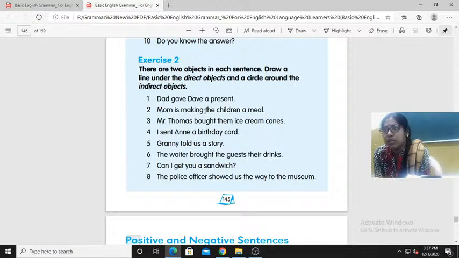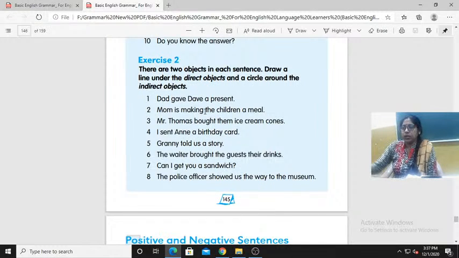Can I get you a sandwich? A sandwich will be the direct object and you will be the indirect object. Next is the police officer showed us the way to the museum. So here the answer is that the way to the museum will be the direct object and us will be the indirect object.